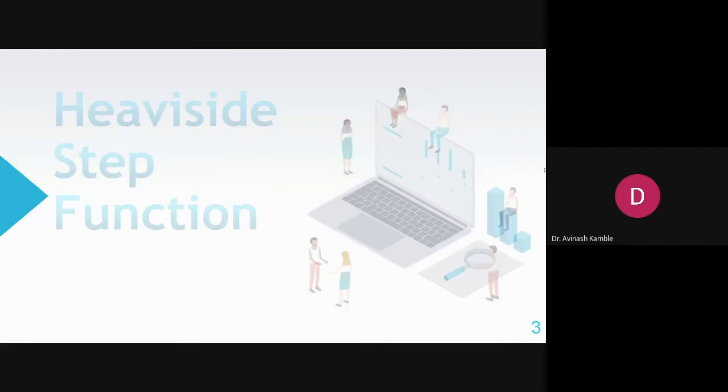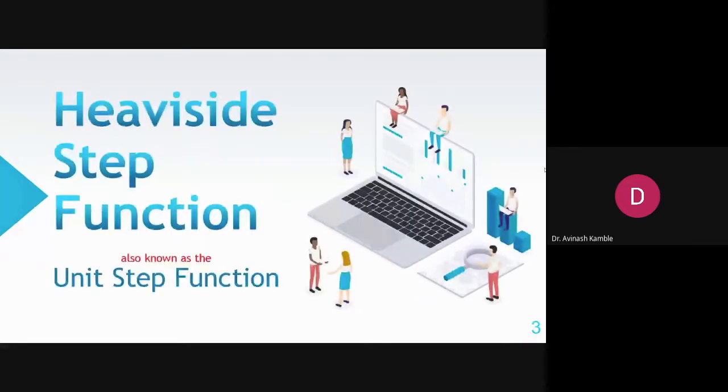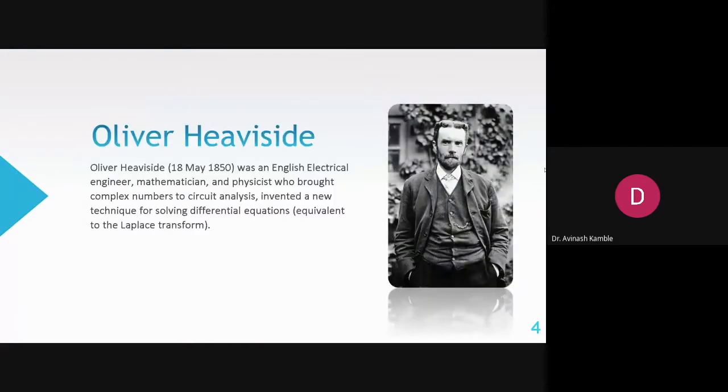In engineering applications, we frequently encounter functions whose values change abruptly at specified values of time t. One common example is when a voltage is switched on or off in an electrical circuit at a specified value of time t. The switching process can be described mathematically by the function called the Heaviside step function, which is also known as unit step function. This function is named after an English mathematician, physicist, and electrical engineer by the name Oliver Heaviside.